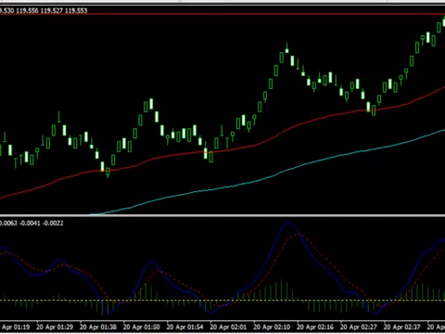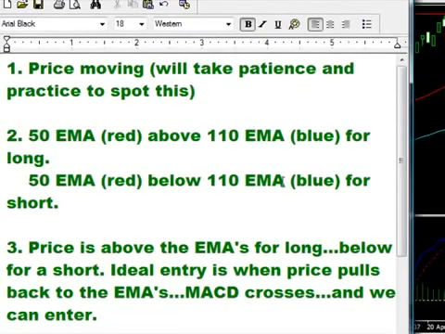So this is a range chart. This is a 3-minute range chart, so you'll have to set that up. And I've written out the rules. Rule number one, as usual, is we want price to be moving. We can see that pretty easily in the range charts. So we want to make sure that there's some real sine wave action, up and down, before we even consider a trade. And this will take a bit of patience and practice to spot, but it's very, very important.